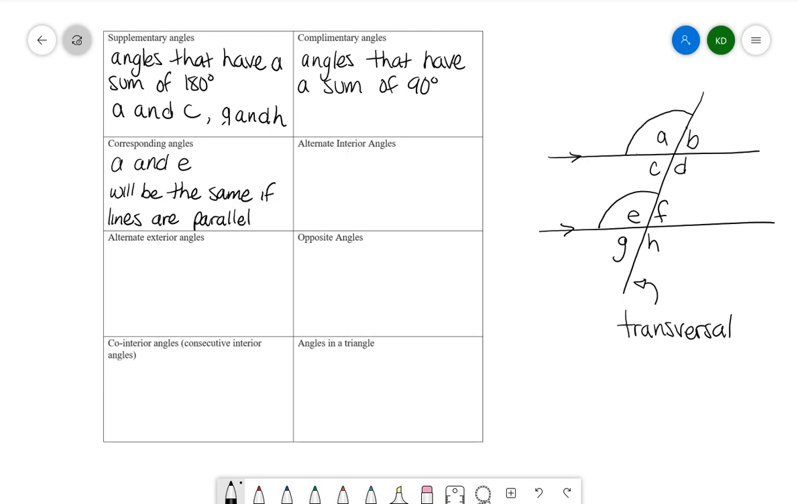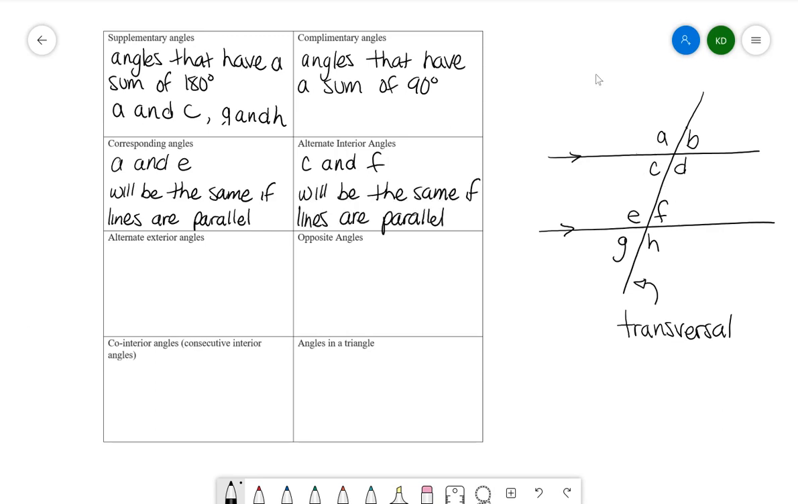Next, what we want to talk about is the alternate interior angles. I've labeled some to the right. This is an example of alternate interior angles. They're on the interior of my diagram and they're on opposite sides of the transversal. They're on alternate sides of it. So the name of these angles just makes sense with where they are. They're on the interior and they're on alternate sides of the transversal. Once again, very similar to corresponding angles. If these two lines are parallel, then C and F will be the same.